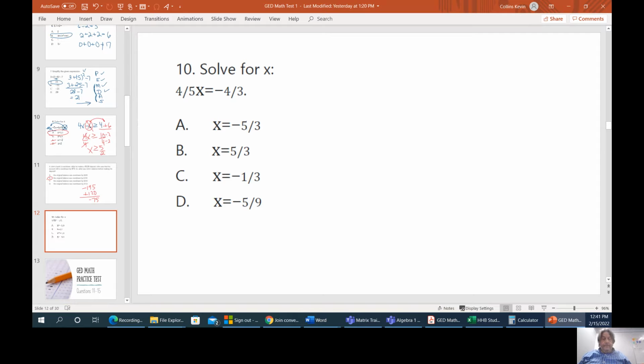Solve for x. Again, we talk about when we have x guys on one side, number guys on the other side, we divide by the number in front of the x. Well, in this case, it's 4/5. That's kind of a pain, right? So think of it this way, and let's write it a little nicer here. So we have 4/5 x equals negative 4/3. Sorry about the slashes, but that's how the problems came out.